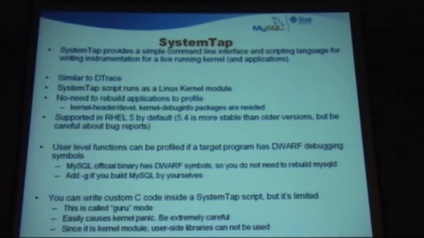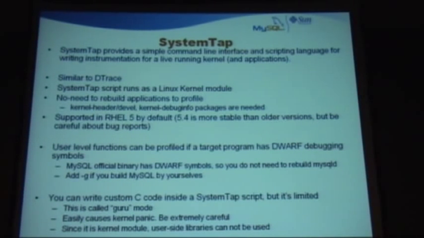SystemTap is a scripting-based profiling tool. It is close to DTrace. A SystemTap script runs as a Linux kernel module, hooks function calls, and profiles them. There is no need to rebuild applications to profile. This is supported in Red Hat Enterprise Linux 5 by default. 5.4 is more stable than older versions. Be careful about bug reports.